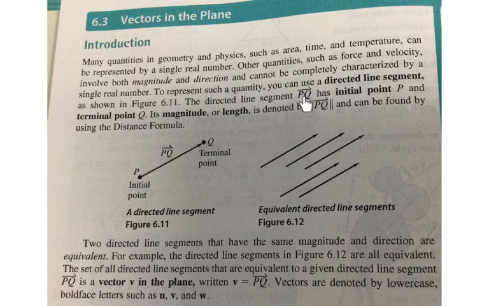You can see that we use a ray to represent a vector. So they call it ray PQ, where P is the initial side. That's where we begin. Q is the terminal side. So that's where we're going to end.